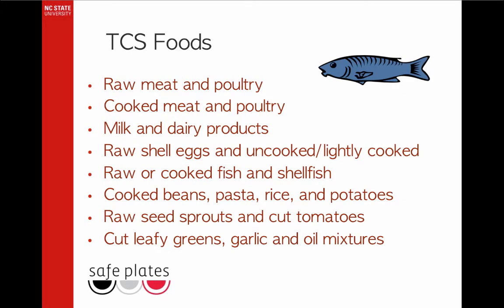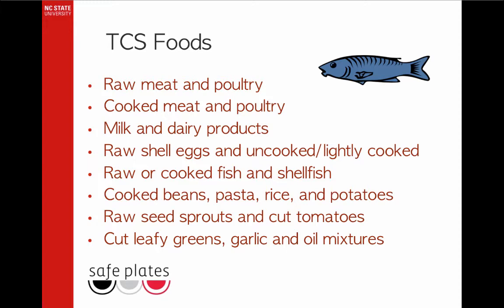What are TCS foods? Great examples are raw meat and poultry, cooked meat and poultry, milk and dairy products, raw shell eggs, uncooked or lightly cooked eggs, raw fish and shellfish, and cut produce. If there are pathogens in TCS foods, they have the potential to grow. All of these have to be refrigerated for safety reasons. Raw seed sprouts are another TCS food. There aren't many schools we know of using sprouts, but if you are using them, they must be refrigerated.